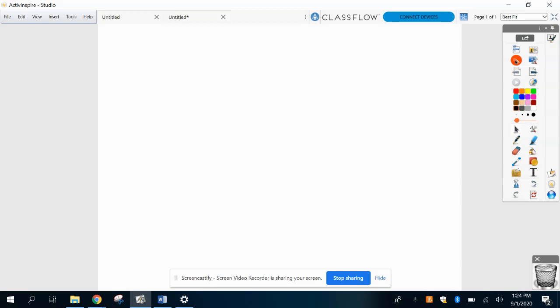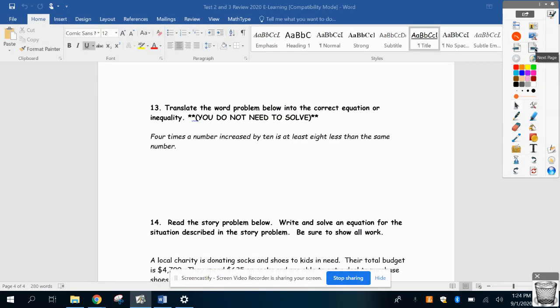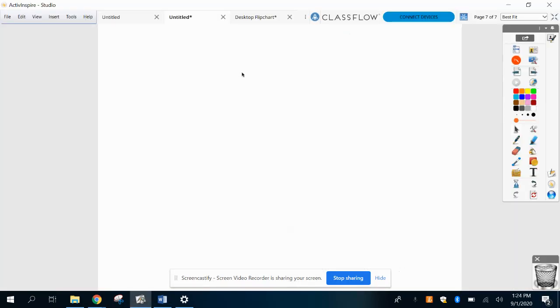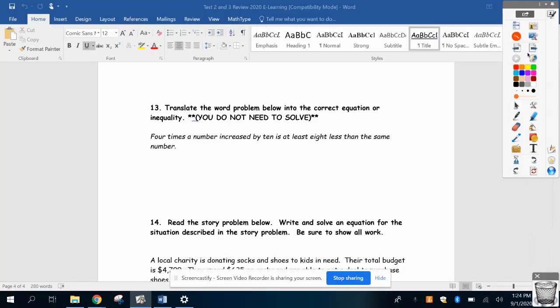Number 13 is asking us to translate this into an equation. Trying to go back to this. Okay, so if we want to translate this into an equation, 4 times a number, so 4 times a number is going to be 4x. Increased by 10 is going to be adding 10.